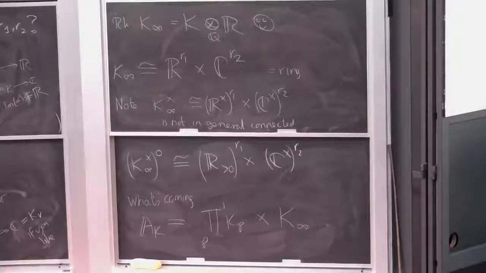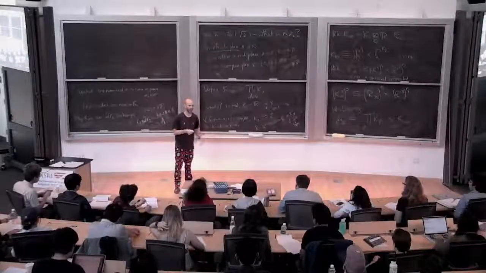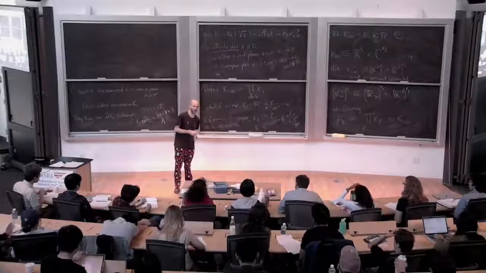I'm claiming that review is going on 4 till 5, but review might also include a little glimpse of what's to come, just to prepare you for the topology on the adels. Terrific. So slowly all the pieces are coming together. And maybe in the next lecture, I'm going to be able to make some vague global Langlands-type conjectures that are all complete nonsense.